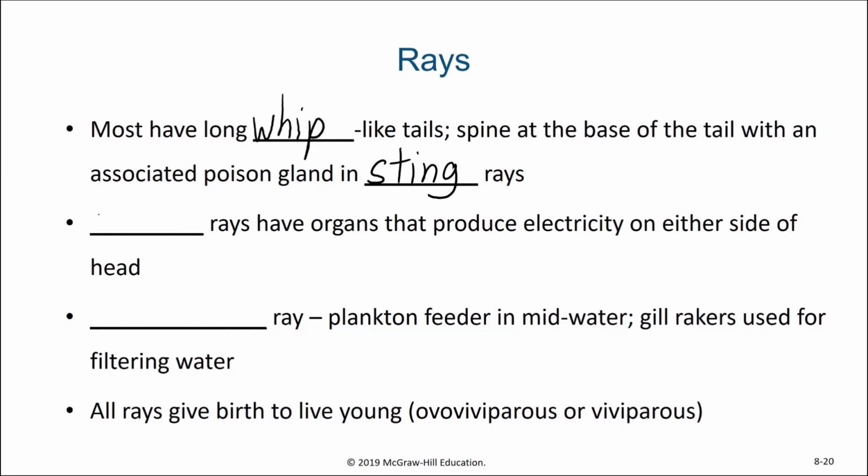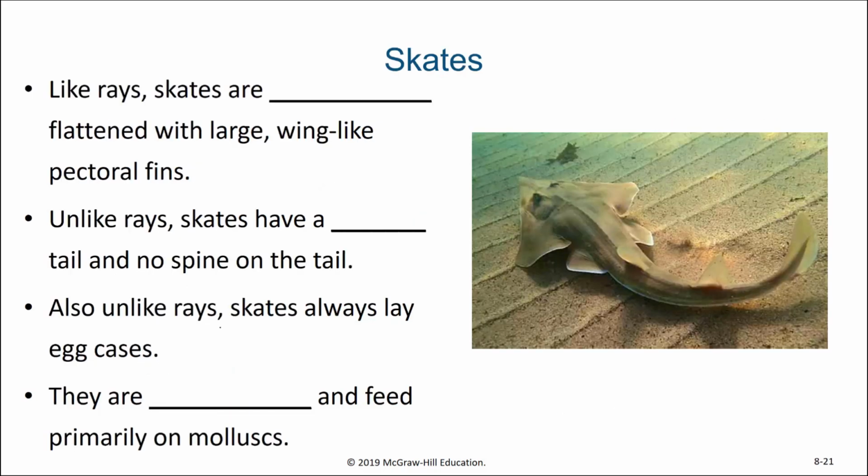Electric rays have organs that produce electricity on either side of their head. Manta rays are plankton feeders in mid-water. Like the filter-feeding sharks, they use their gill rakers for filtering water. All rays give birth to live young. They are either ovoviviparous or viviparous.